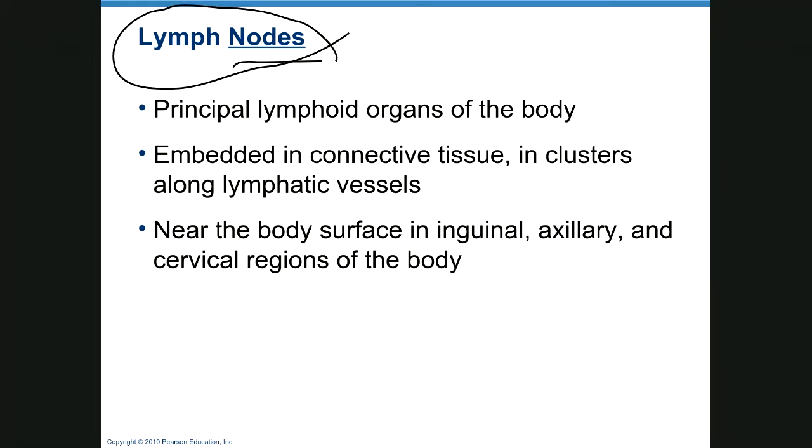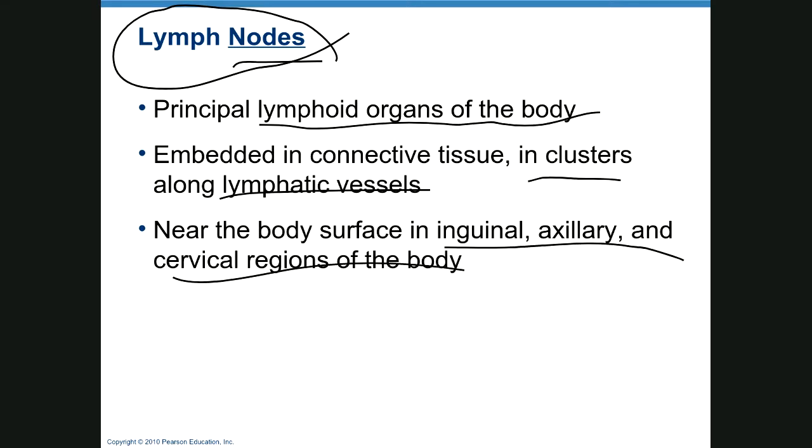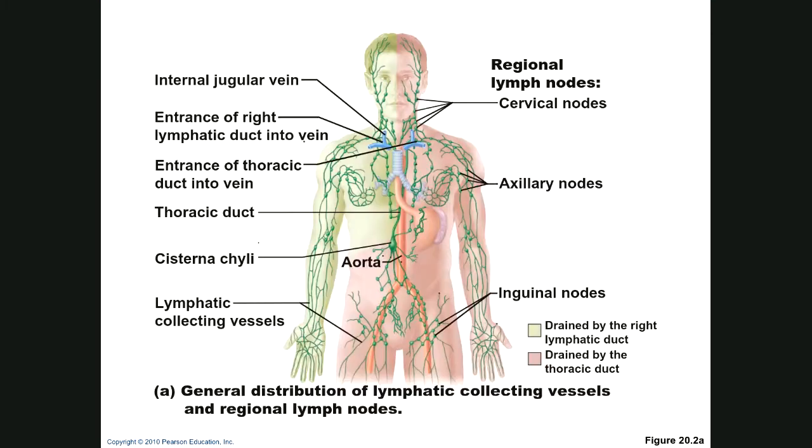Now, these are the principal lymphoid organs of the body. They're embedded in connective tissue, they're in clusters along lymphatic vessels, and they're near the body surface, inguinal, axillary, and cervical regions of the body. So all these little bumps in green are lymph nodes. Bump, bump, bump, lymph nodes here, all these. And if you have a swollen lymph node, it indicates some sort of infection.